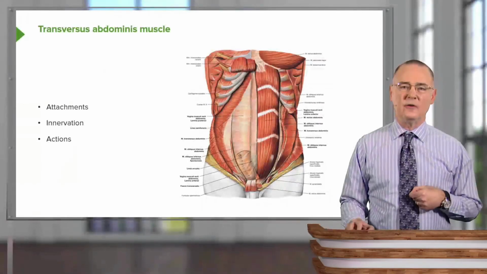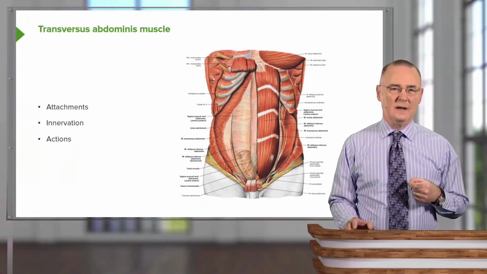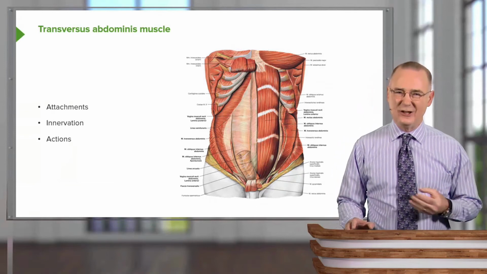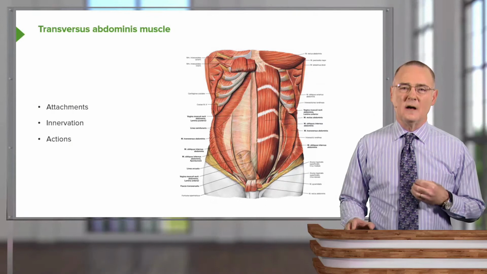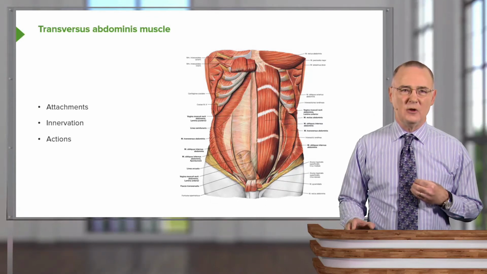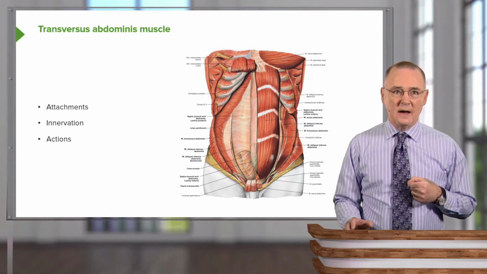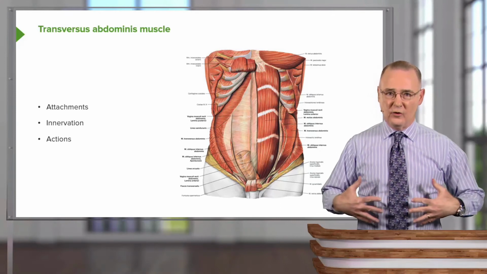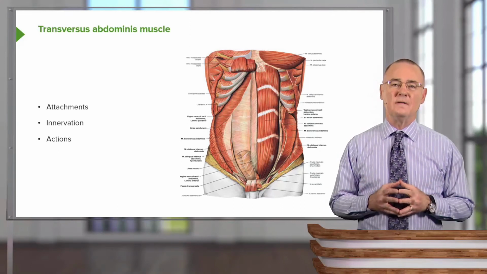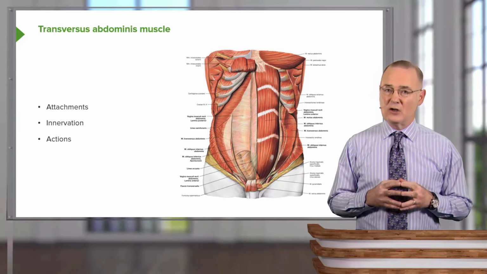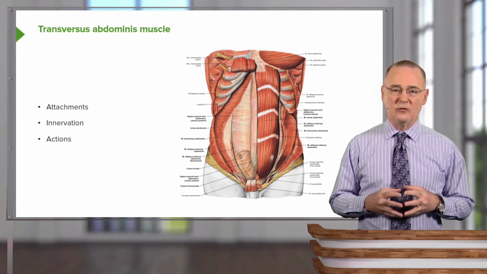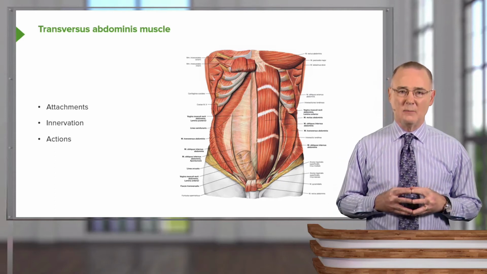Innervation of the transversus will be the inferior 6 spinal nerves again, T7 through T12, and their anterior rami, and it also will receive a contribution from L1. Actions of the transversus abdominis: because of the transverse or horizontal orientation of these muscle fibers, the primary function of this muscle is to compress the abdominal viscera as well as to protect the abdominal viscera.